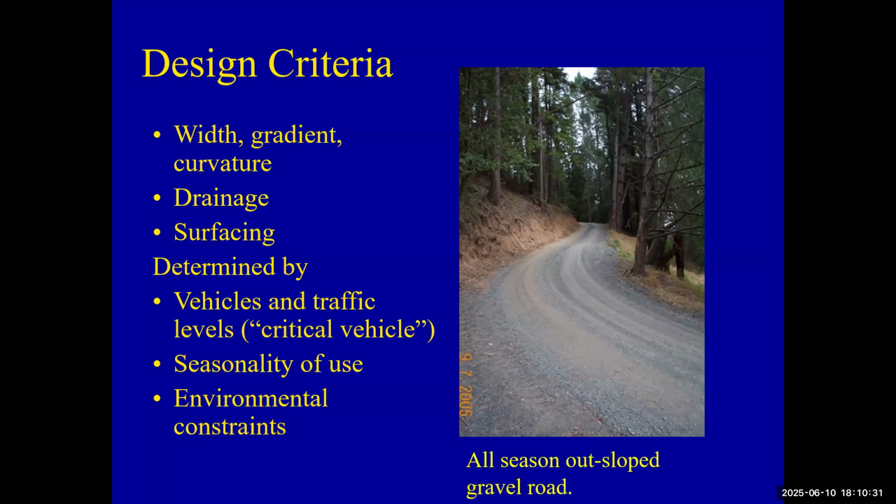And the critical vehicle is what determines that, and the amount of traffic. And then the seasonality of use. I mean, is it going to be used all year round or is it going to just be used during the dry season? And of course, environmental constraints, and those are numerous, not just related to water quality, but related to wildlife and other issues that impact the design of a road.